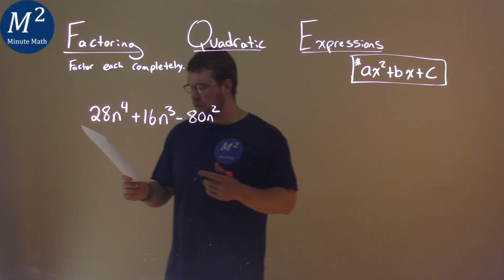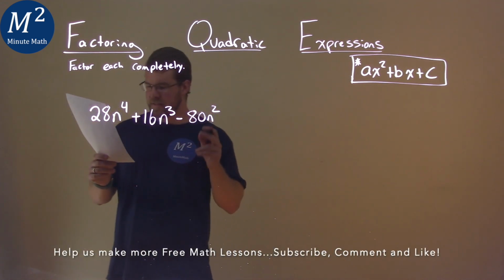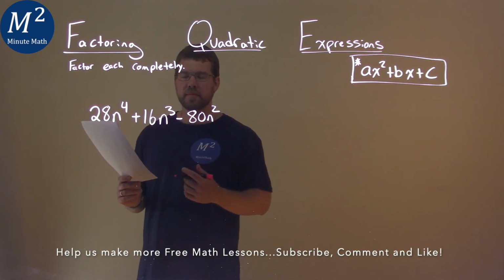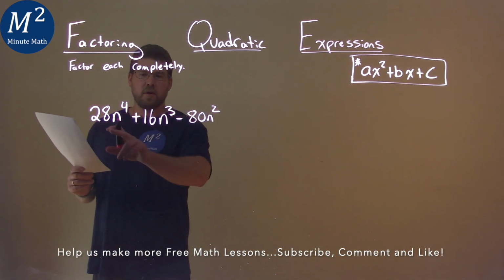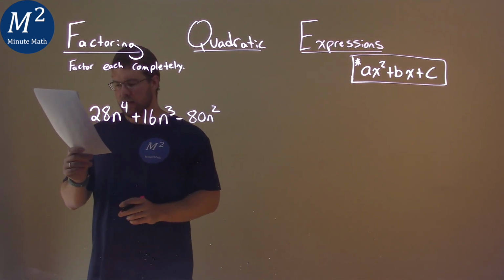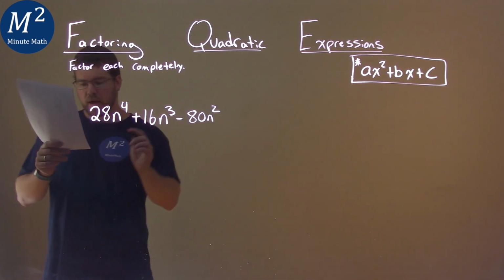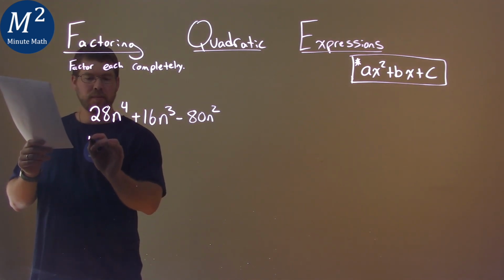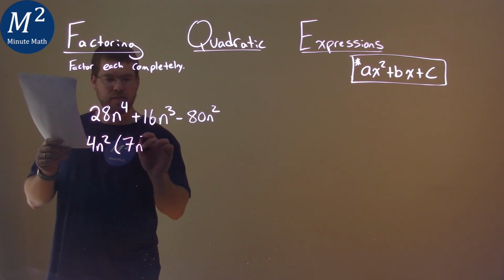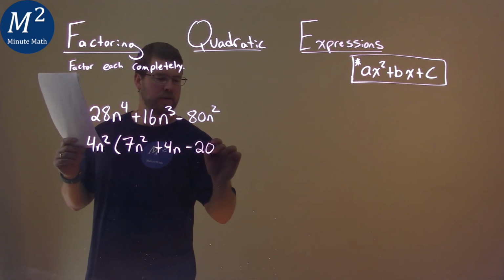We're given this problem right here: 28n to the 4th plus 16n to the 3rd minus 80n squared. And we need to factor this completely. Well, first thing I notice, 4 goes into 28, 16, and 80. And all parts actually have an n squared as well. So I'm going to pull that out, and I pull out a 4n squared from all parts, and we're left with a 7n squared plus 4n minus 20.